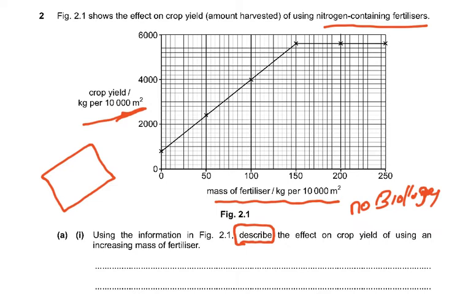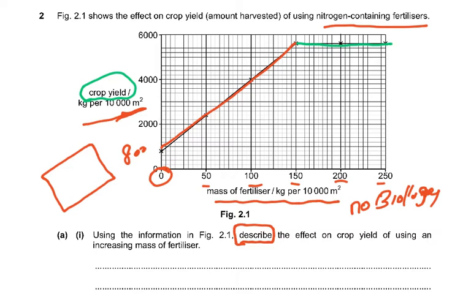So the graph is telling you at 0, this is nearly 800. And then as we've increased the fertilizer to 50 and 100 and 150, it has increased. But then when we've increased to 200 and 250, it has leveled out. So it's constant. The crop yield has not increased. It has remained constant. I'm not saying it's not there, it's there, but it has remained constant.